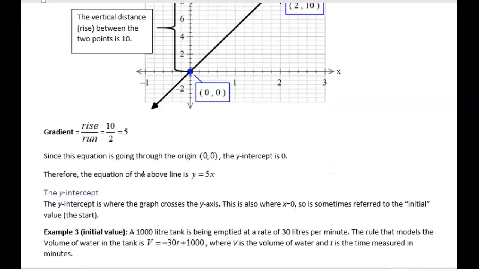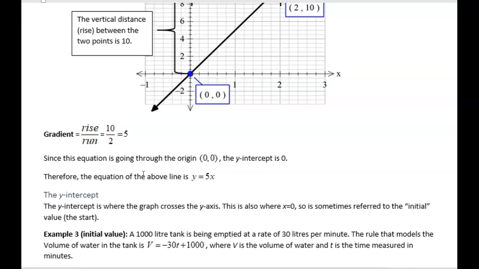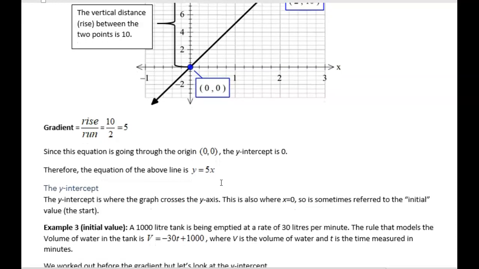Now, if we were writing this as an equation, this one's a bit of a unique one because it's going through the origin there. So that means our y-intercept is 0. So our equation is just y equals 5x. So remember, the number in front of the x is your gradient, and we don't write plus 0. Okay, so we're just going to write it as y equals 5x.